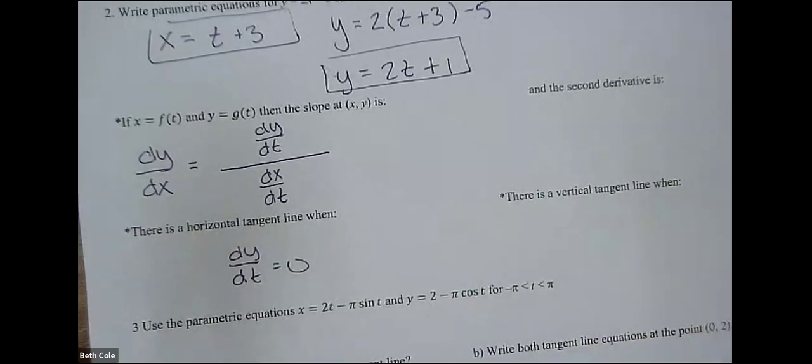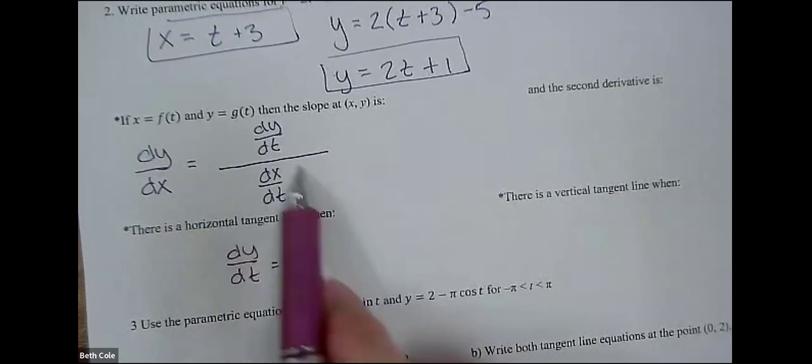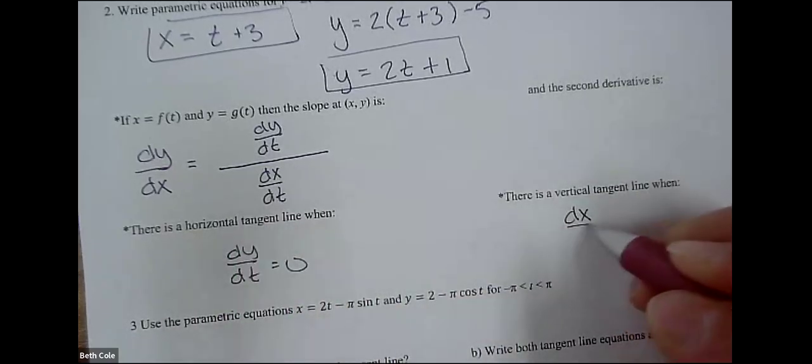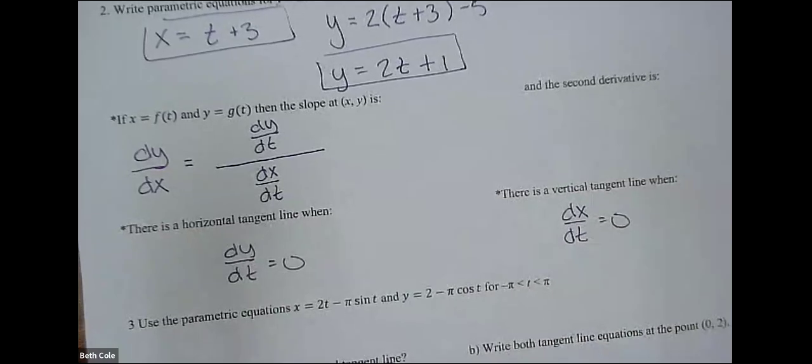Vertical tangent line is undefined. Vertical means undefined. That's when your denominator is 0. So that's when dx dt is 0. Is everyone following me there? This is 0 and this is undefined. Okay. And that always goes well. That's fine. Second derivative is where it's like a little extra.